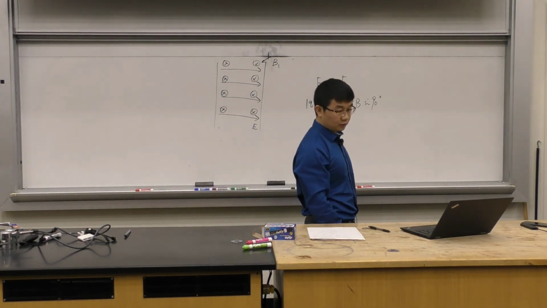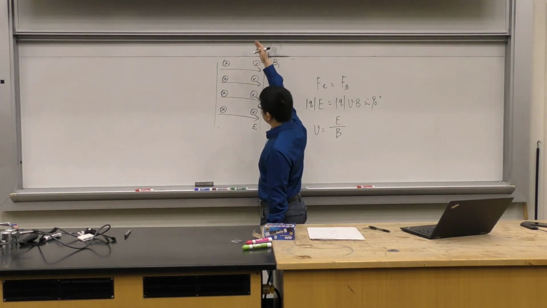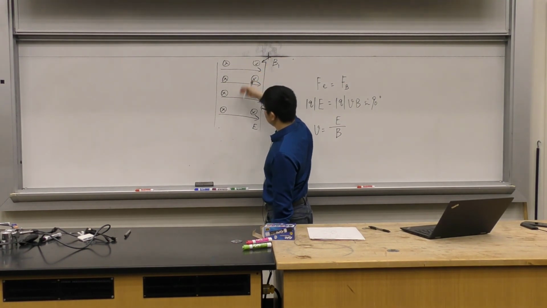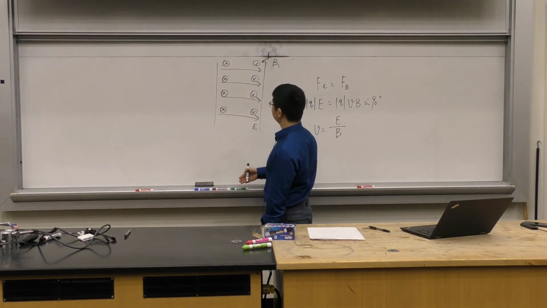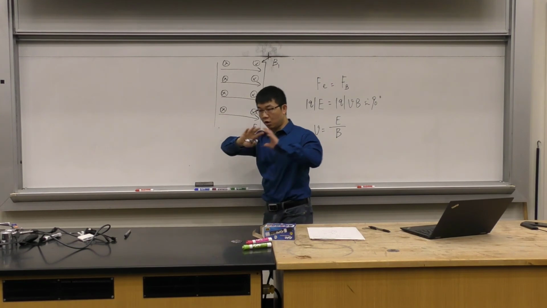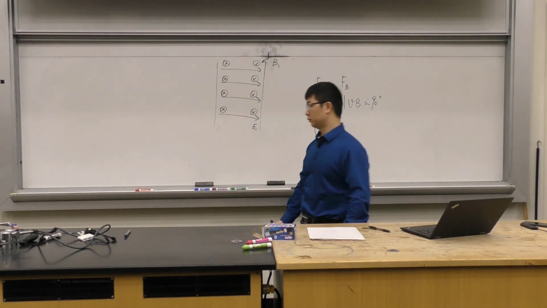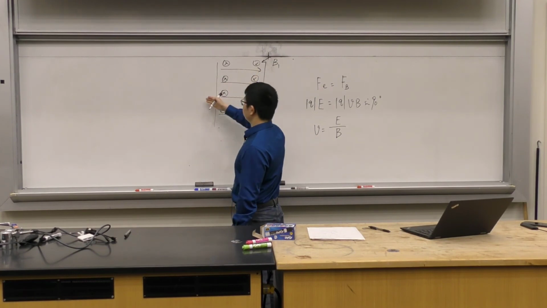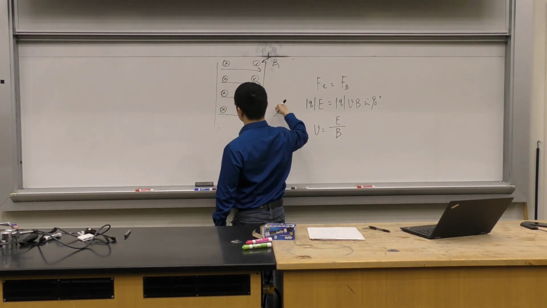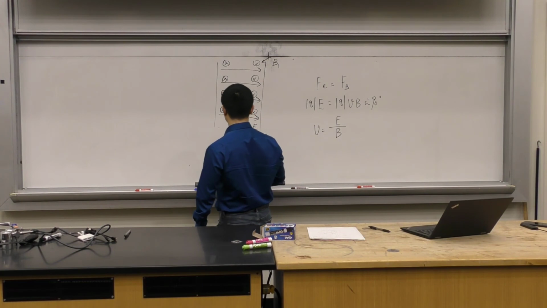So you have all these particles come into this velocity selector, a lot of particles with different velocities. Some of them are going to be deflected to the left, and some of them are going to be deflected to the right, because they're going to feel two forces, right?